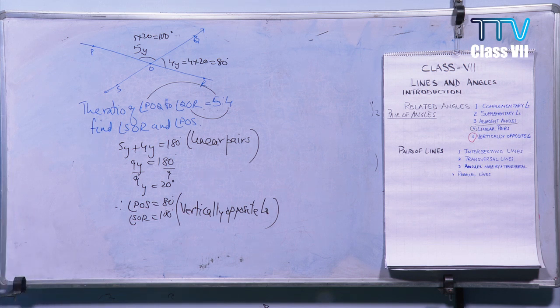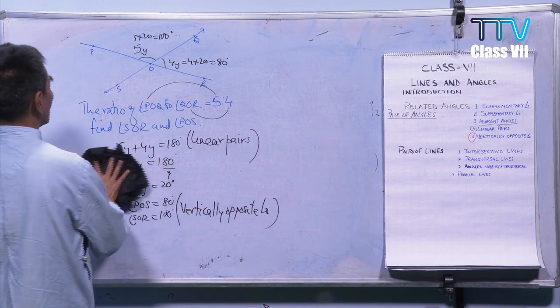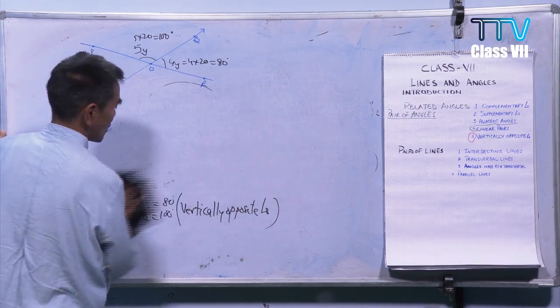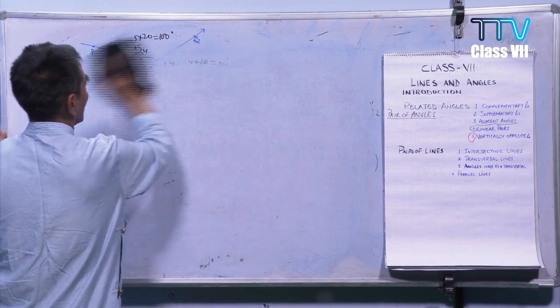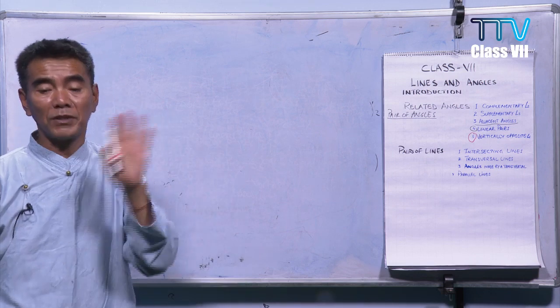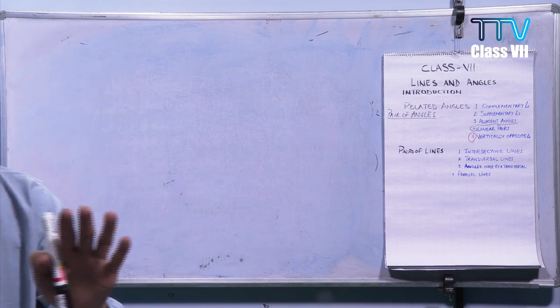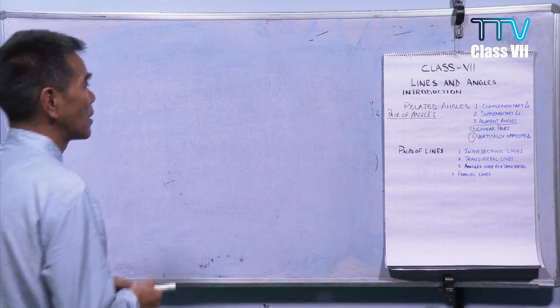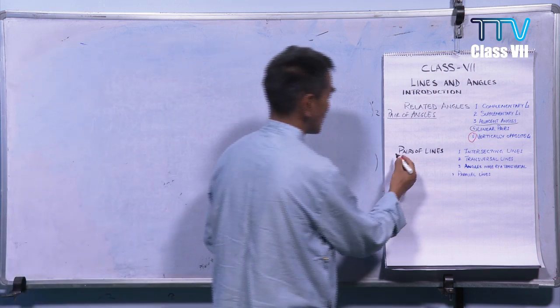Now we shift to pair of lines. The geometric practice on the vertical opposite angle and the linear pair, that is the homework. You have to carry on with the linear pair and the vertical opposite angle geometry. That is the pair of angles.